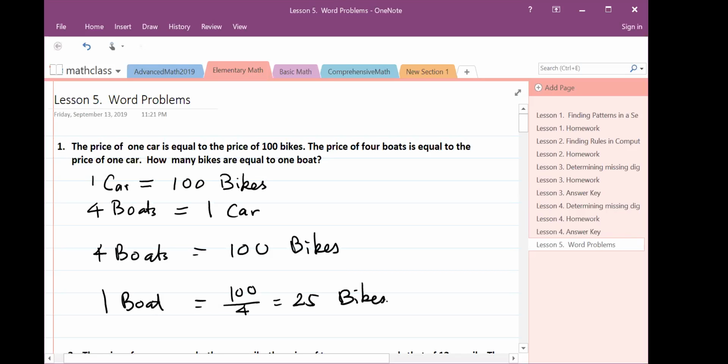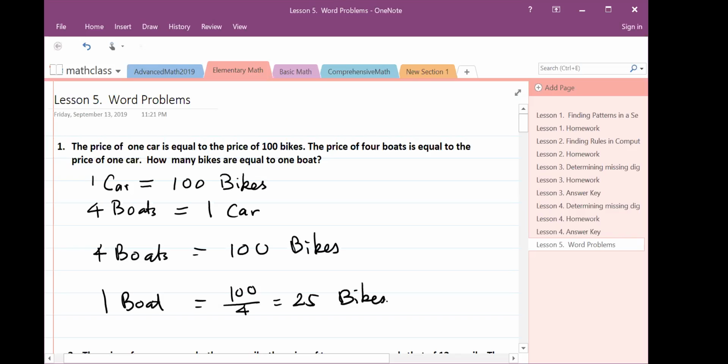Okay. Well, you're late. So this is the first problem, and we want to figure out the equivalent cost for bicycles and 1 boat.